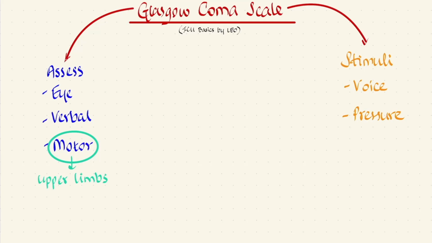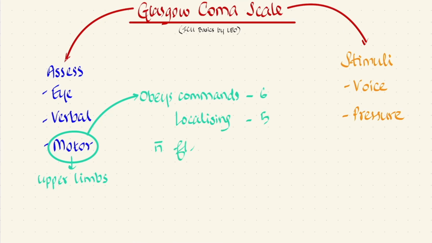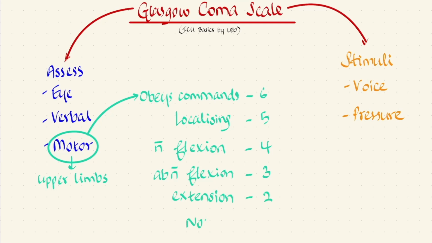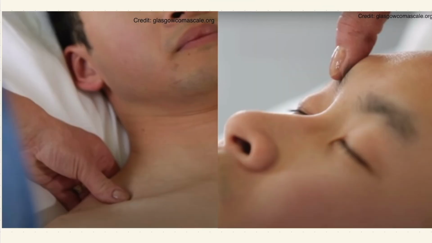Moreover, the M score plays an essential role in assessing and prognosticating patients in coma with severe traumatic brain injury. If the patient is obeying two simple commands, M6 it is. As we all know, if the patient can localize the pressure stimulus, it is M5. If they have normal flexion, M4, abnormal flexion, M3, extension, M2, and if there is no visible movement at all, then it's M1.